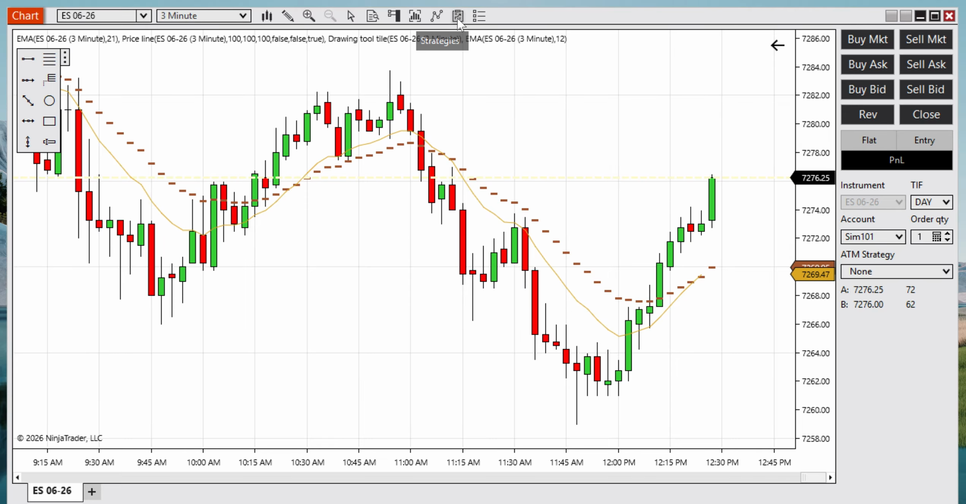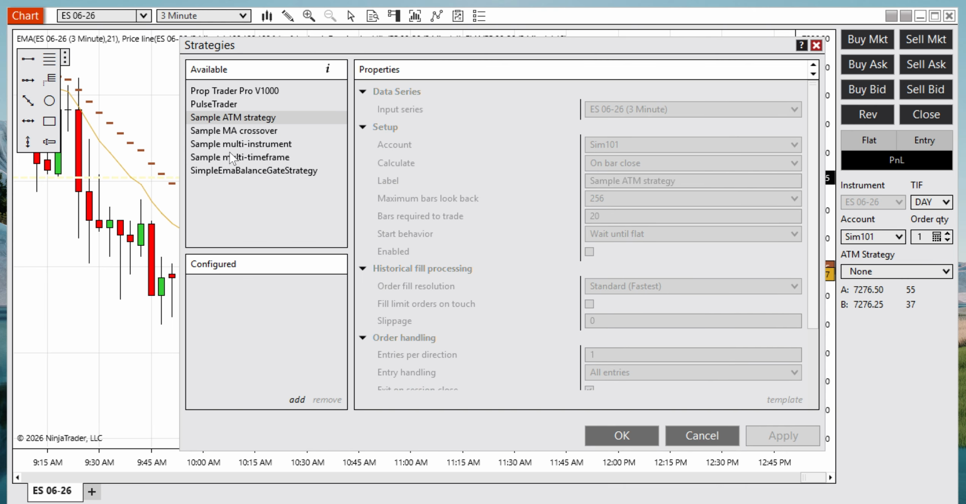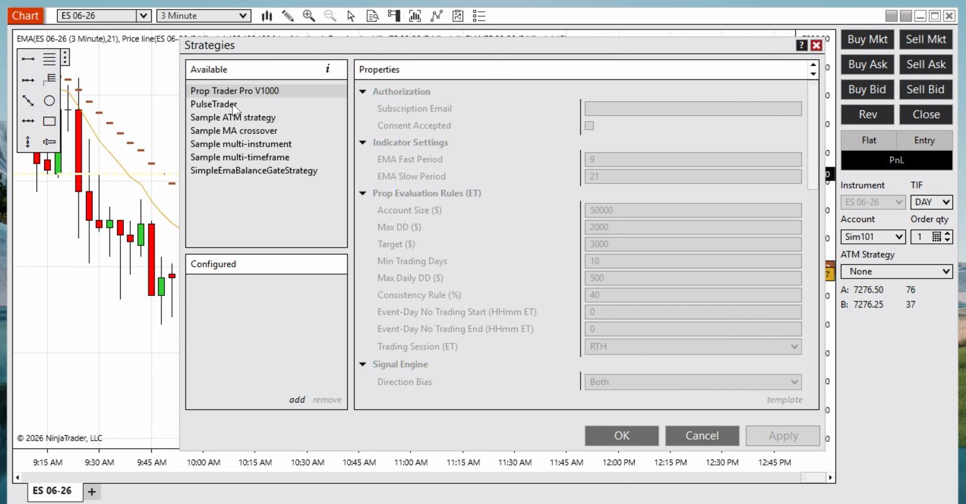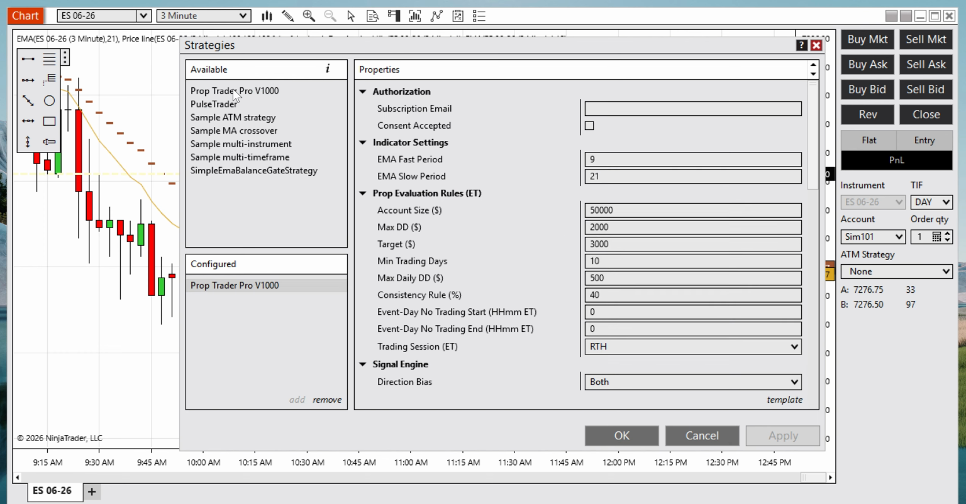So next one comes the strategy. Okay, strategy, if you click, you have some basic strategies they would have given you, like NinjaTrader free strategies. Right now I have Prop Trader Pro here, and I have a different version called Pulse Trader. I'm trying something different. So right now, if you double click it, then it will be configured here, just like an indicator. All these are available strategies.